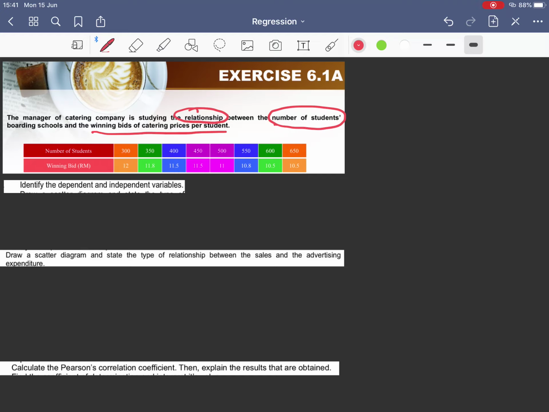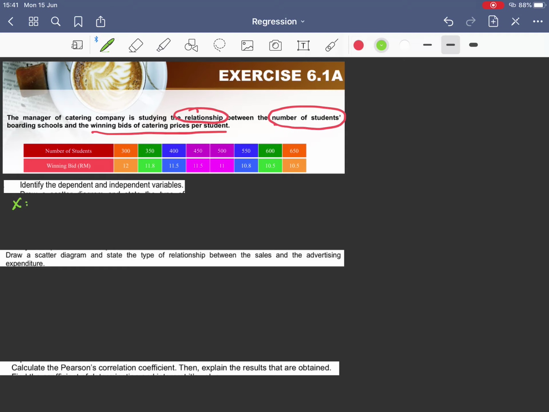Okay, question number 1. Identify the dependent and the independent variables. So what is your X? What is your Y? What depends on what? Is it the number of students depends on the winning bid, or the winning bid price depends on the number of students? Okay, try to answer.